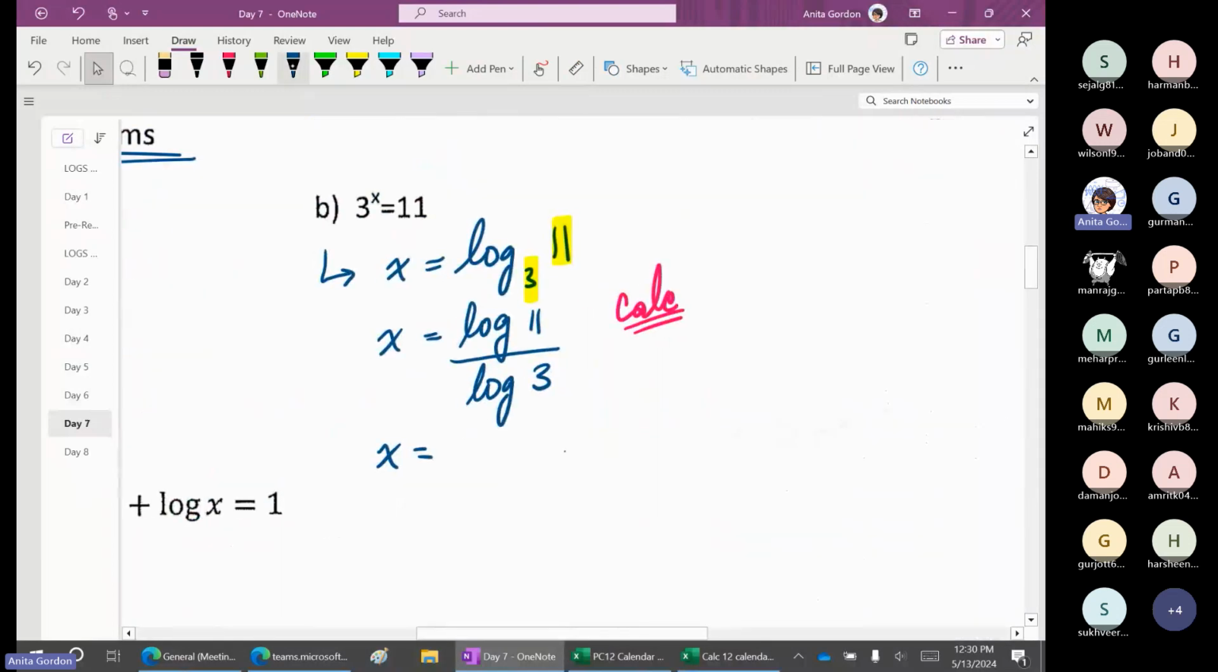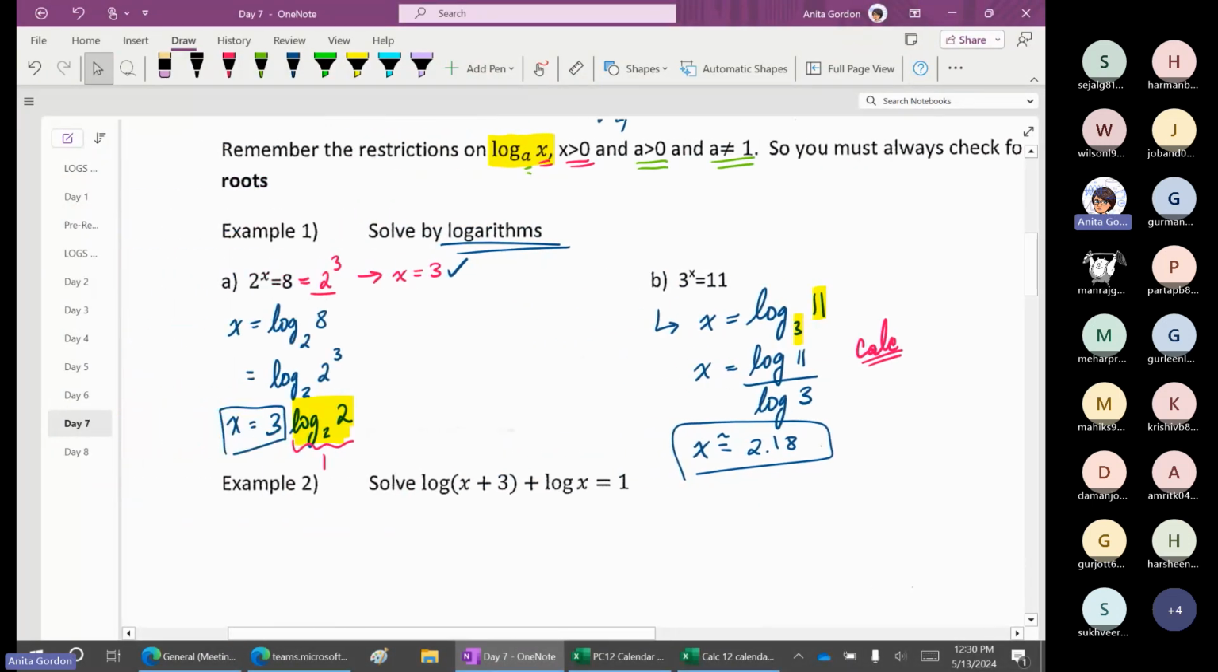What'd you get? 2.18 or 2.2 or something. It's going to be a decimal. It's not an exact number, but that's a calculator question. That's okay. So sometimes it works out that we don't have to do a change of base. We can just manipulate the numbers that we have and simplify. And sometimes we just don't get nice numbers and we have to use our calculators.